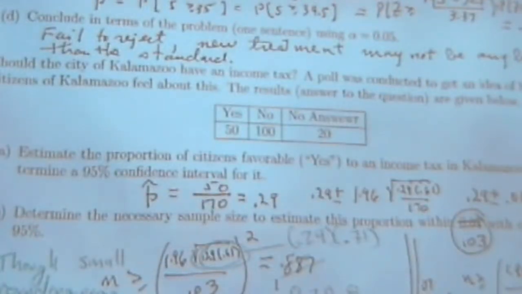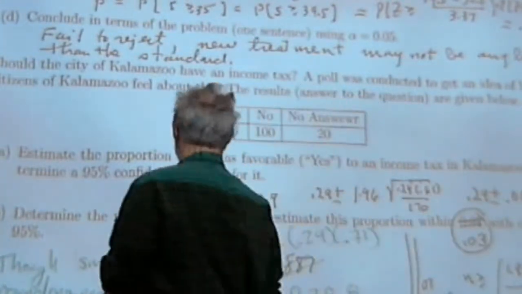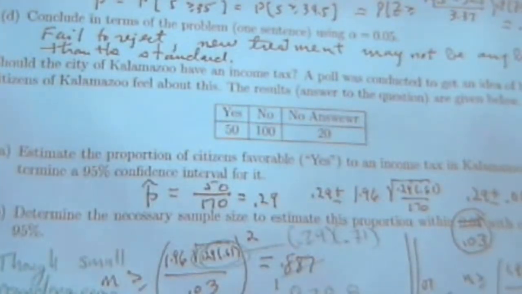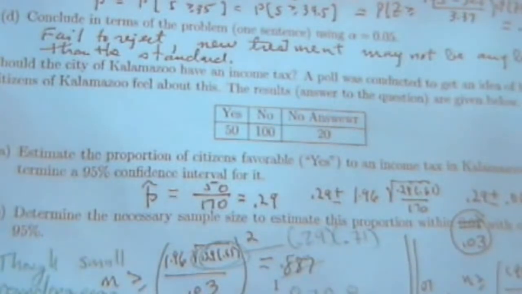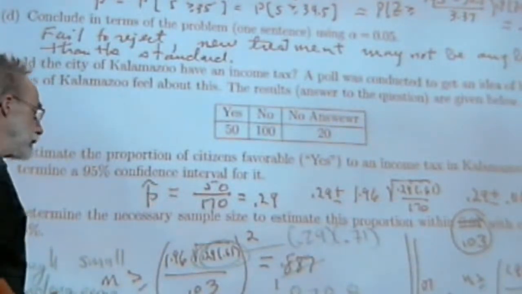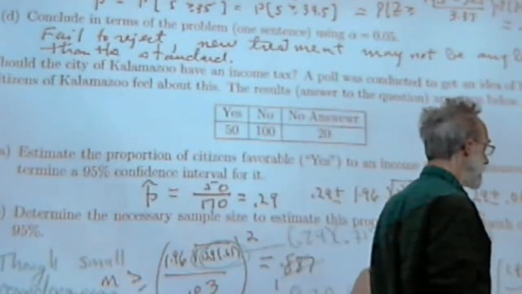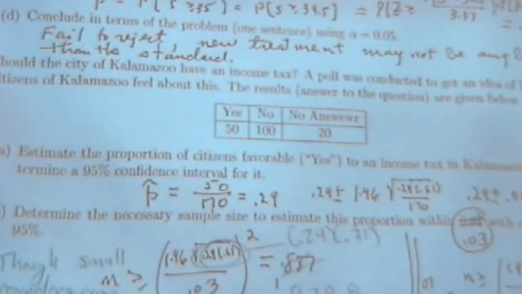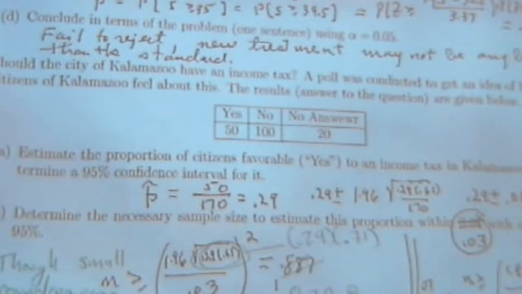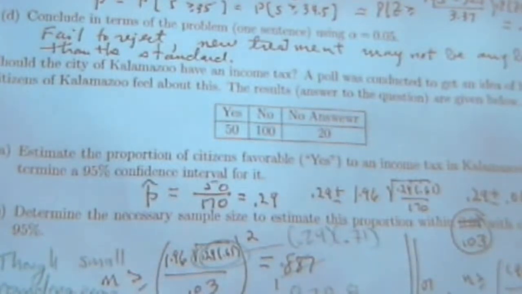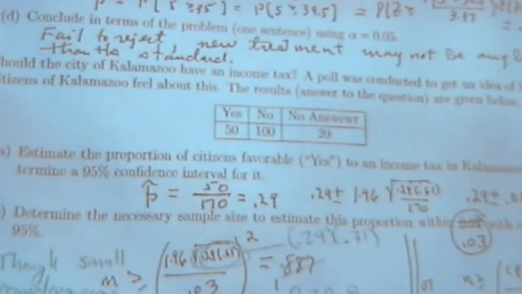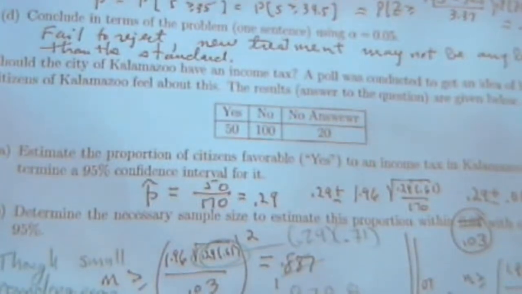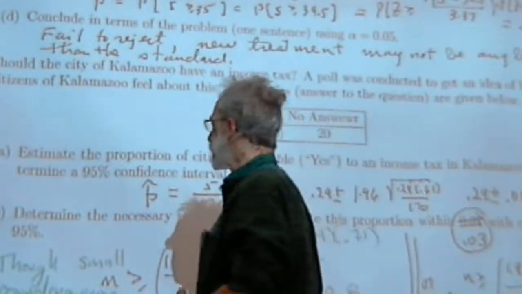This is a paper. And say we're talking about income tax. Lansing has an income tax. Yeah, well, actually, the city has one.